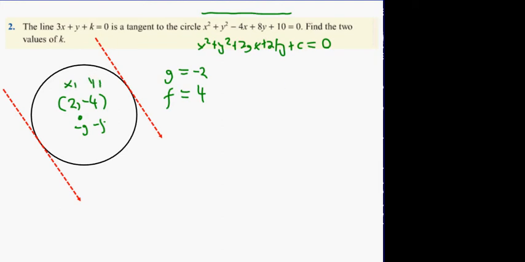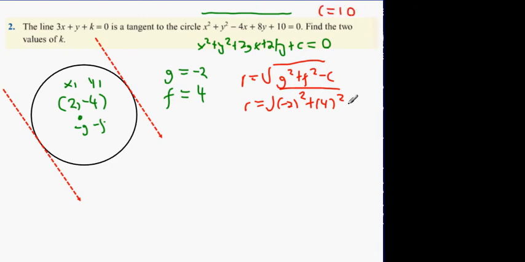Next thing I can find out, using the radius formula, is the square root of g squared plus f squared minus c. I can find out that the radius is the square root of minus 2 squared plus 4 squared minus c, and c is 10. So that's minus 10. And then what I find out here is going to be the square root of 10, which is, just leave it as root 10.